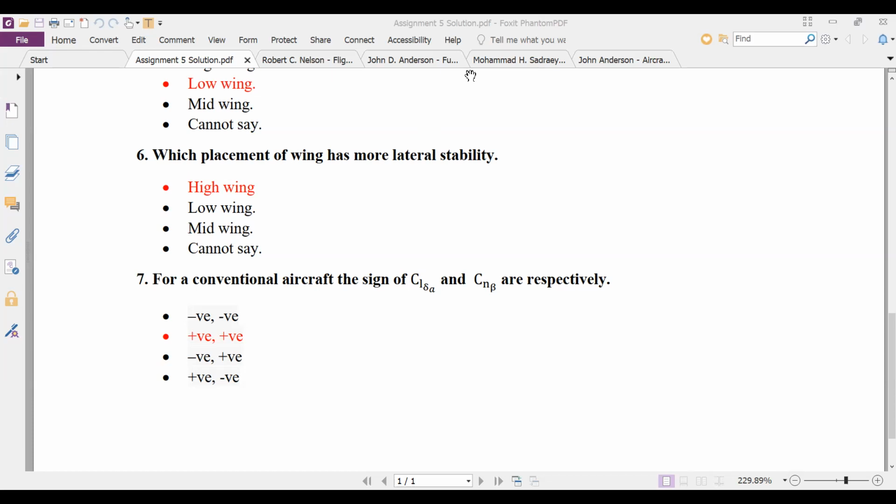Now I think we'll discuss roll control, all right, and maybe try to solve some questions. Let's first discuss roll control, and then we'll try to solve some more questions that I brought from some book. All right.